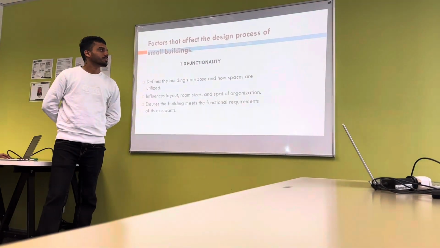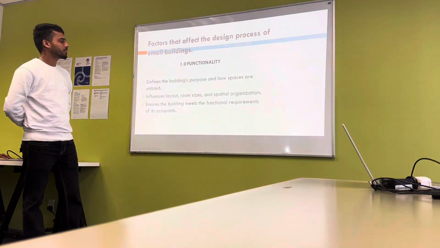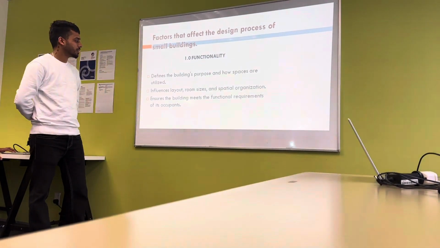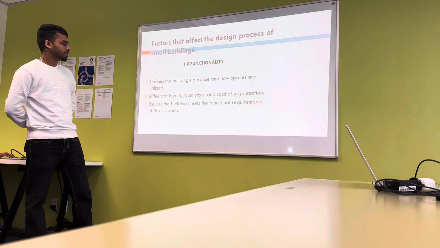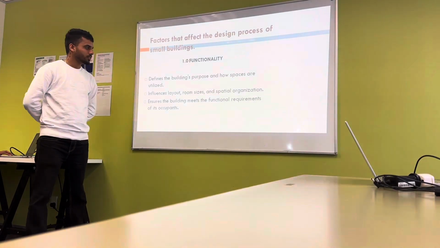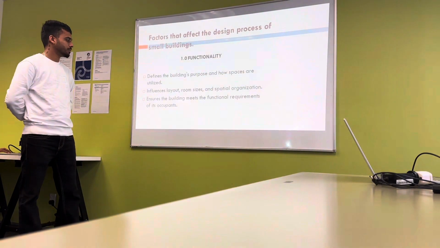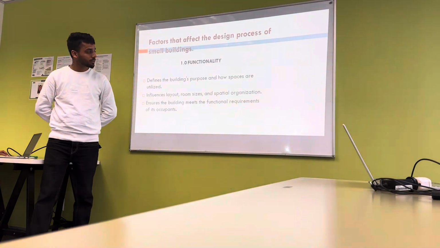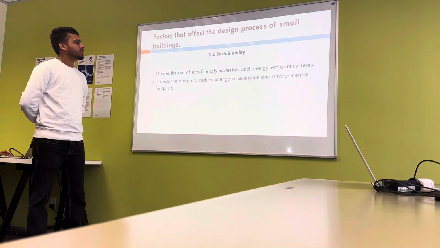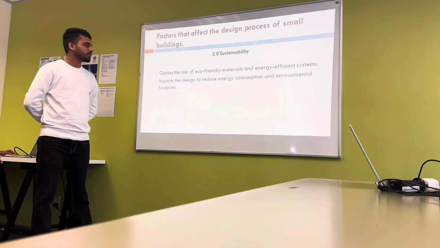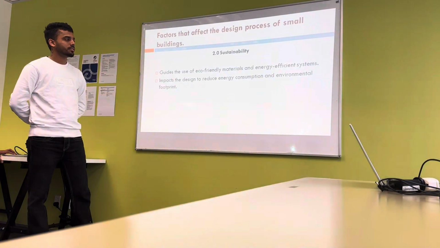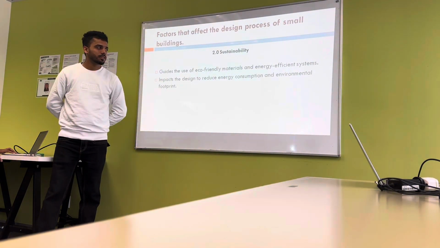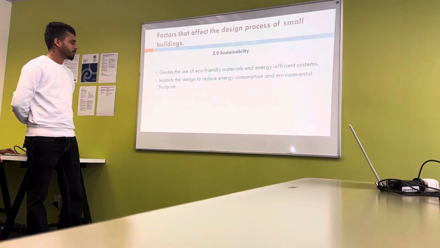Factors that affect the design process of small buildings. First of all, functionality defines the building purpose and how space is utilized. It influences layout, room size, and spatial organization, ensuring the building meets the functional requirements of its occupants. Second, sustainability guides the use of eco-friendly materials and energy-efficient systems. It impacts the design to reduce energy consumption and environmental footprint.